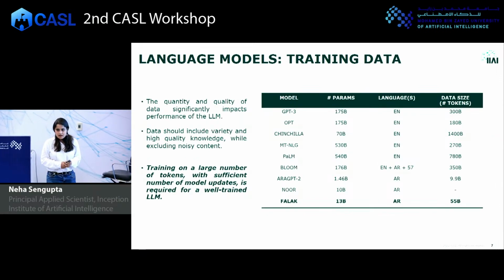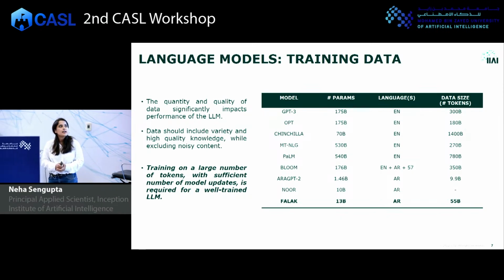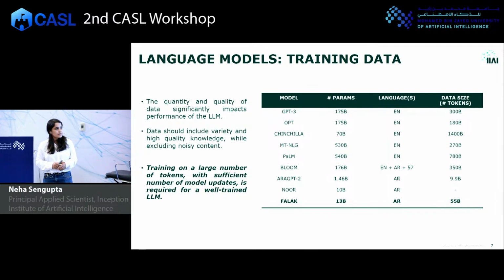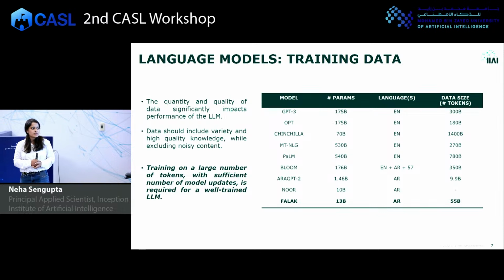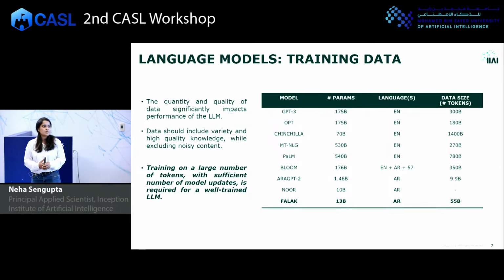Right, so a few hard lessons we've learned. First of all, this is a no-brainer. The quality and quantity of your data really impacts the quality of your final model, right? So we are currently at 55 billion tokens. For Noor, forgive me, we have the number now. It's 150 billion tokens for a 10 billion sized model. And for our 13 billion parameter model, we are at 55 billion. Clearly, we need to really increase the data size still. So we're working on that.